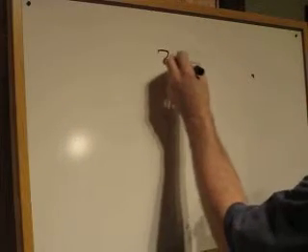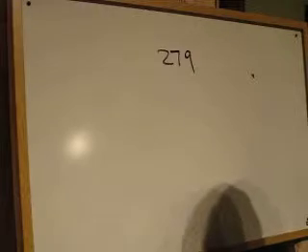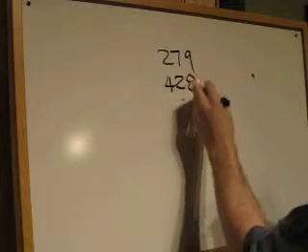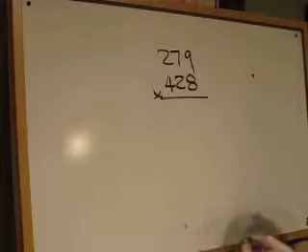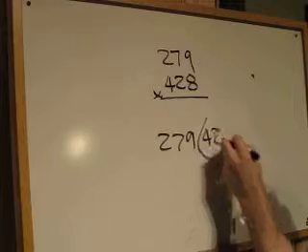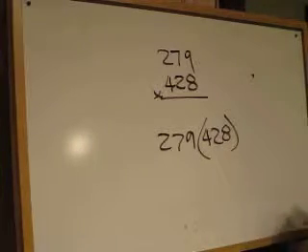Alright, part 2 of lesson 1.5. Let's continue with a few examples here. On the last example we multiplied 52 times 37, two two-digit numbers. Let's try one a little bigger, 279, and we're going to multiply that times 428.